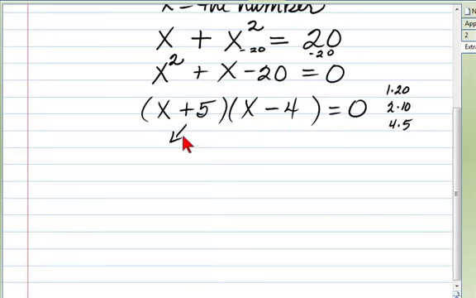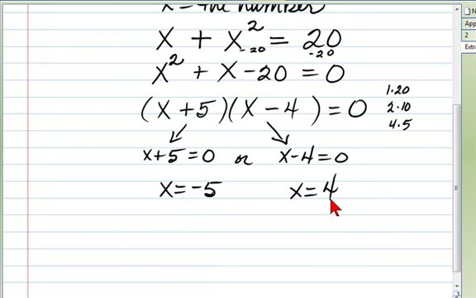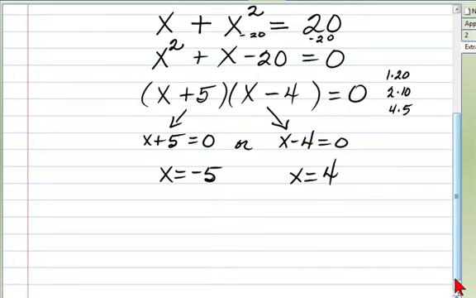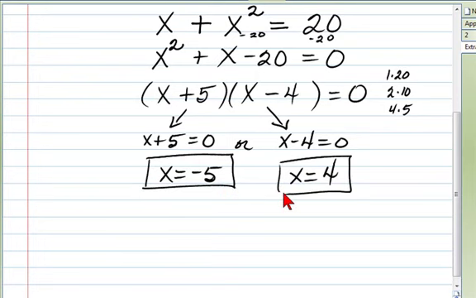The zero factor property says that x plus 5 could equal 0, or x minus 4 could equal 0. x is equal to -5 or x is equal to +4. What does x represent? The number. Is it okay for a number to be negative? Yes. So that's a perfectly acceptable number, and that's a perfectly acceptable number. There happen to be two different numbers that would do this.